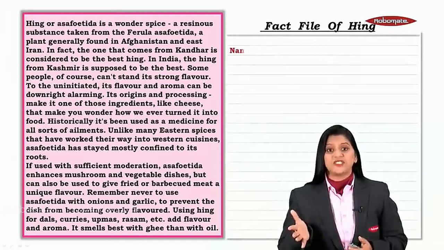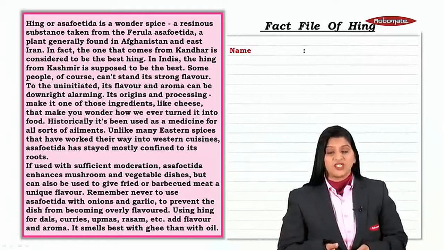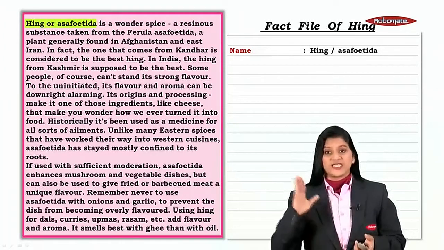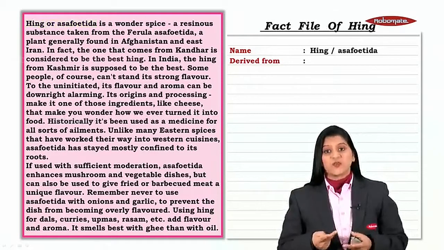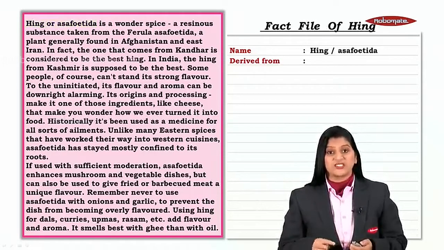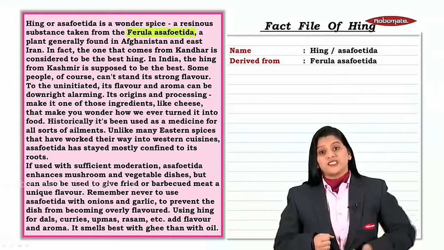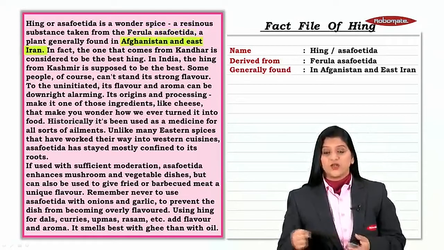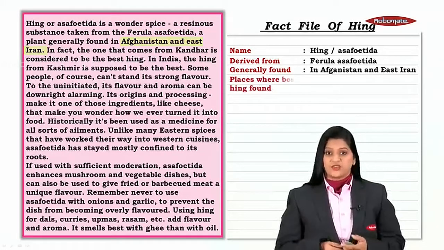For example, the first point will obviously be about which thing are we talking about. The name of that thing is Hing. Okay? It is also called as asafoetida as given in the passage. Now, the next point that we can find in the passage is it is derived from what? From a Ferula asafoetida. Similarly, you will have other points like generally found in. Quickly look for which places is it found in. Alright, you put that information.